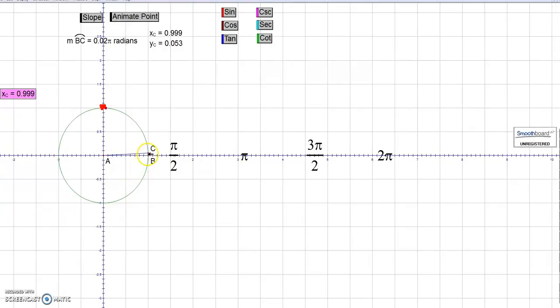At pi over 2, as this point goes up the unit circle and gets to 90 degrees, there the x value is 0. At pi, when my angle measure is pi, that is 180 degrees, now on the unit circle, my x value is -1. At 3 pi over 2, or straight down, my x value was 0 again. And then at 2 pi, that x value goes back to 1. Okay, so let's see what happens here as I animate.